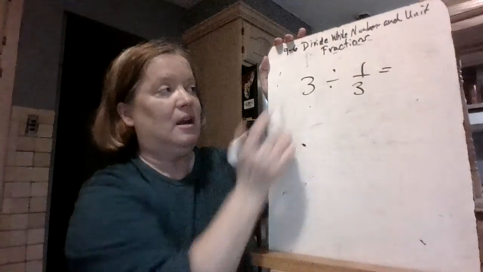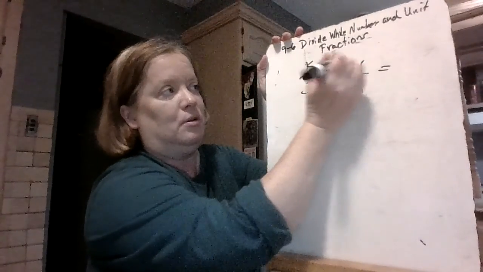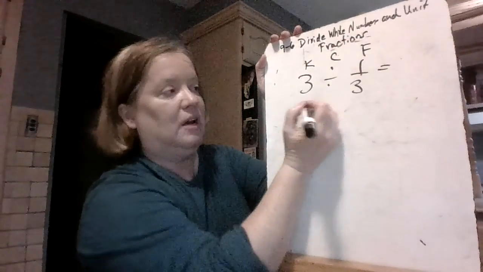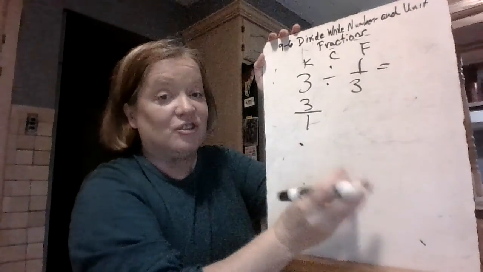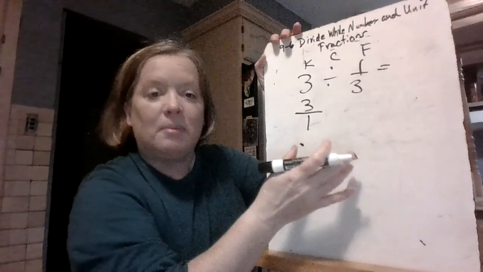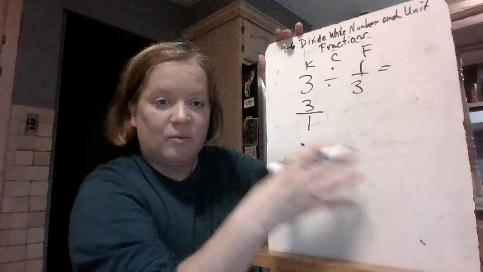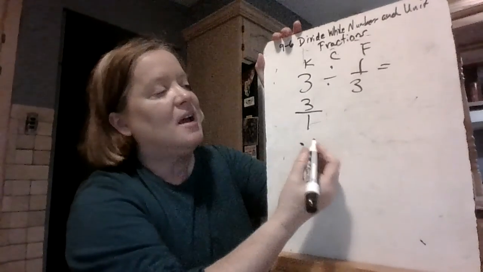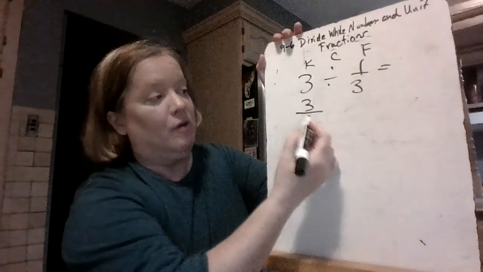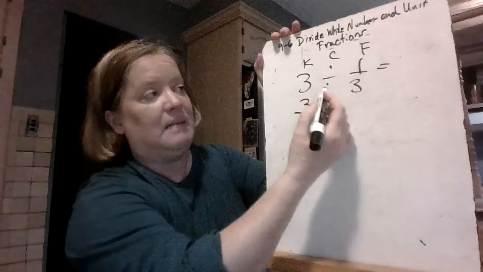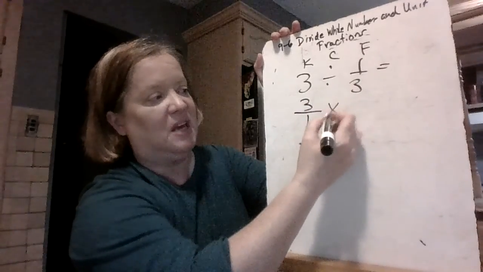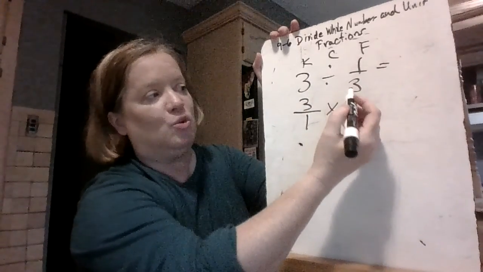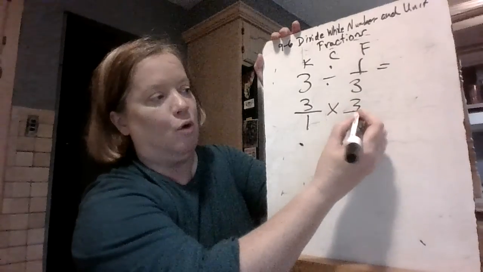Again, I'm going to practice that algorithm of keep, change, flip. I'm going to keep the 3, but I'm going to put it over 1, because I really am going to end up doing a fraction times a fraction. And fractions only play nicely together if they're working with other fractions, not with whole numbers. We know 3 over 1 is the same as 3. I'm going to keep the 3, but put it over 1, change the sign from division to multiplication, and flip this fraction 1/3 to its inverse, which is 3 over 1.